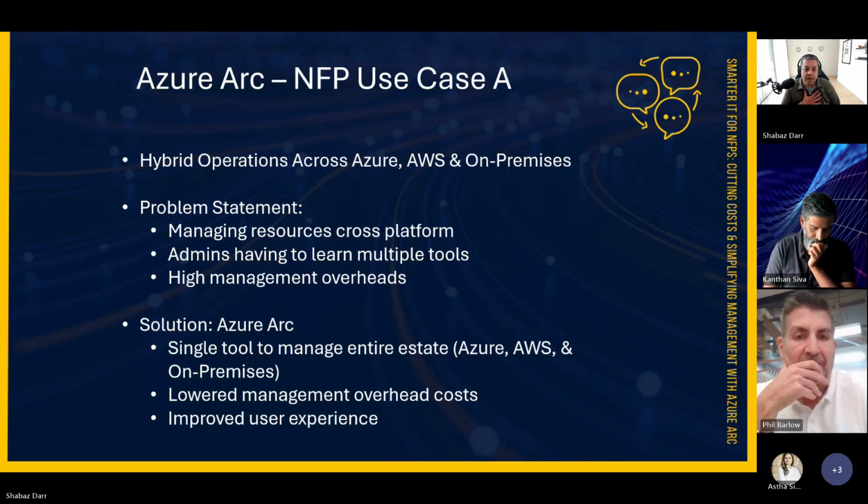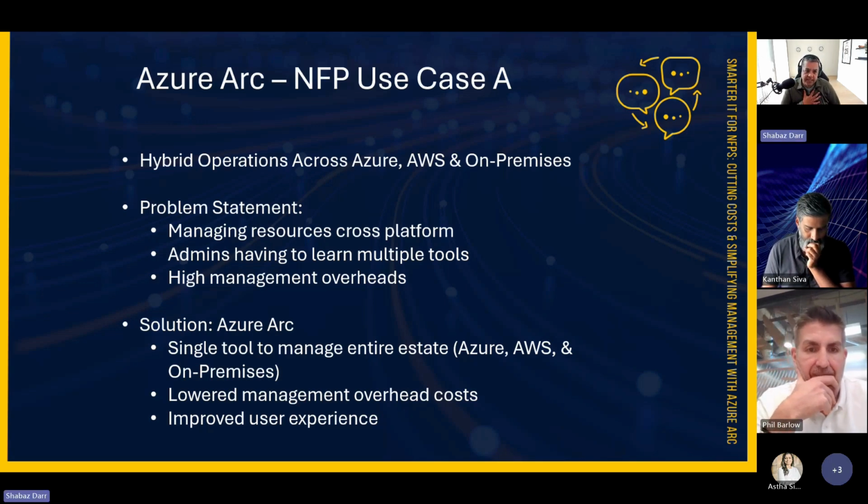So I want to bring forward a couple of use cases, and unfortunately with this one we can't name the specific client for security reasons. But these are ones I know Microsoft, Phil, you mentioned in our discussions that we've had. So can you just talk a little bit about this one, what the problem was, and how did Azure Arc and some of the Microsoft services help with that problem?